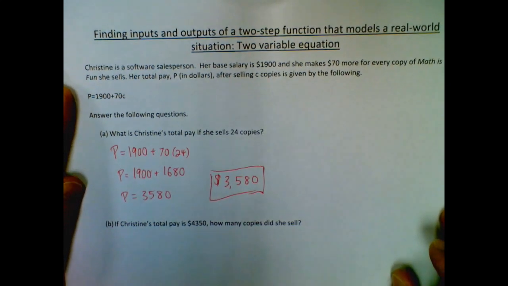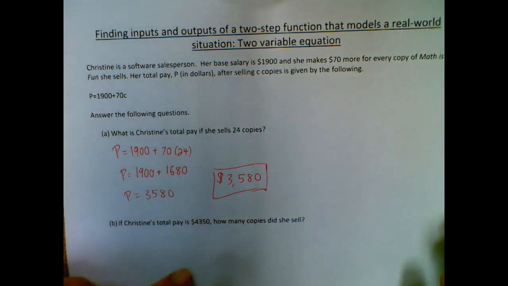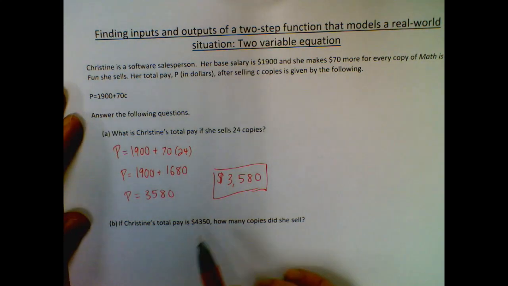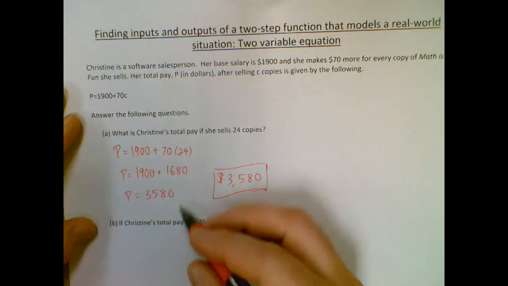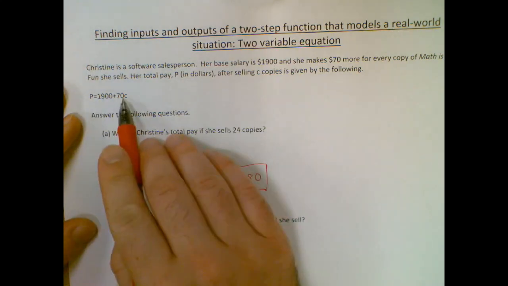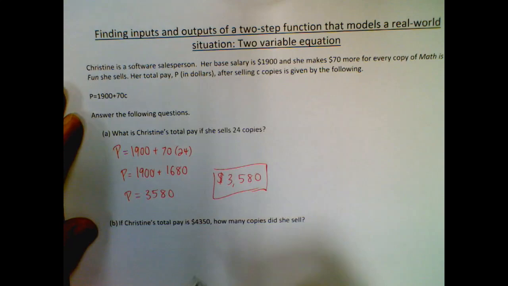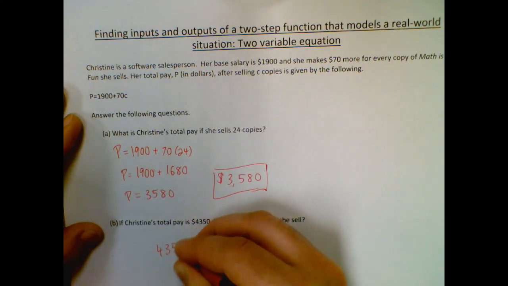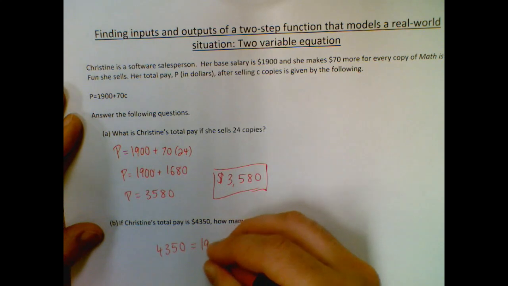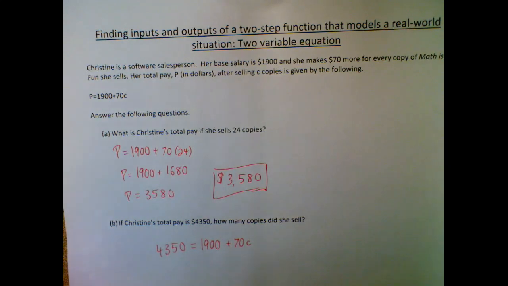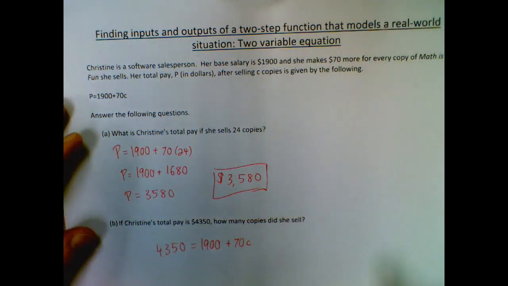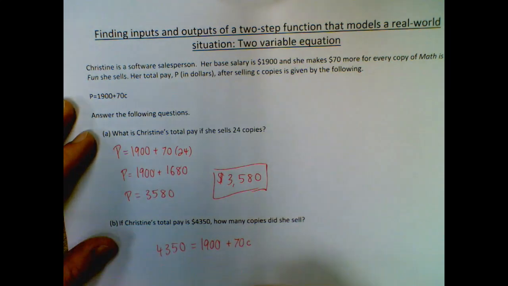Okay. And then down here for the second part, if Christine's total pay is $4,350, how many copies did she sell? So we're going to do this backwards. Maybe she lost some paperwork. Who knows? So this time, instead of plugging in for C, I'm looking at her total pay, which is P in our equation. So I'm going to go back to my equation, but I'm going to replace P instead of C. So 4,350 equals 1,900 plus 70, and I don't know C, so I'm going to put that back in. Okay. So now I'm just going to move stuff around until I get C by itself.